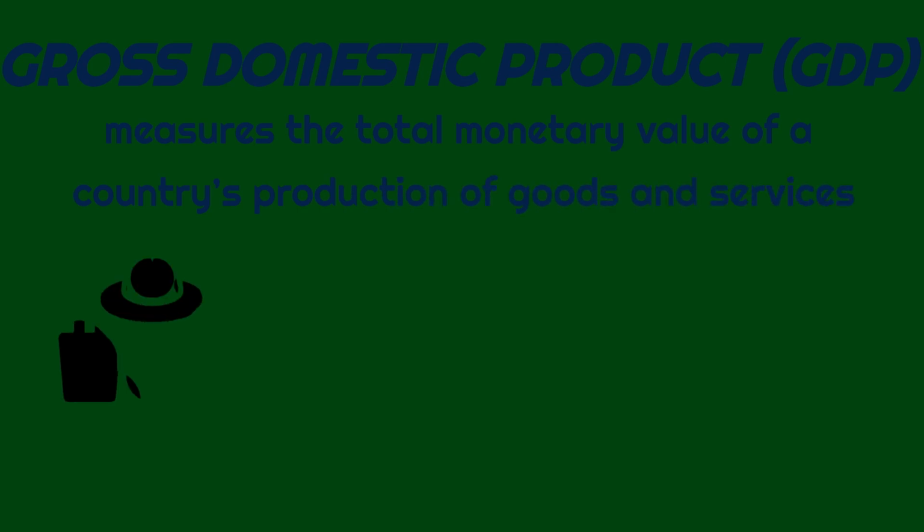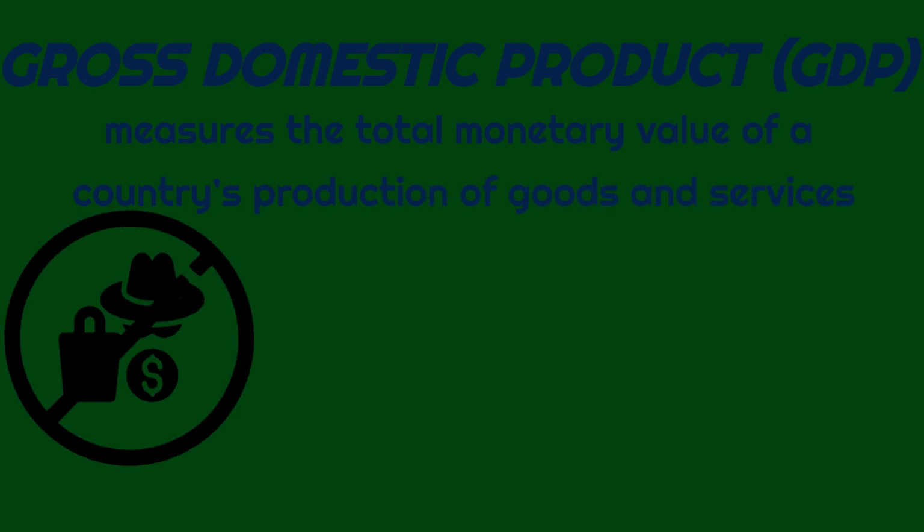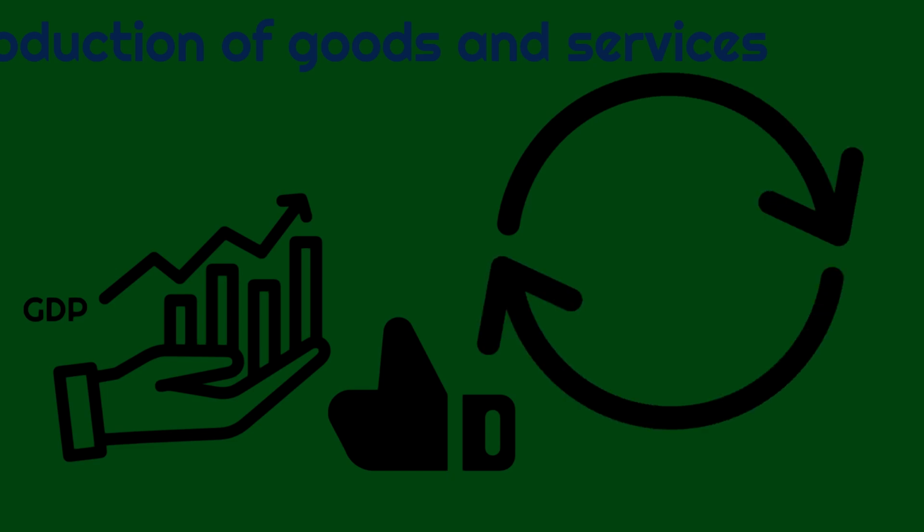GDP. Gross Domestic Product, or GDP for short, measures the total monetary value of a country's production of goods and services. Black market activities and volunteer work are not included in the GDP. Generally, an increase in GDP is taken as a sign that the country's economy is going pretty well. But the GDP tends to move in cycles, with economic booms, slow growth, and even recessions occurring often.